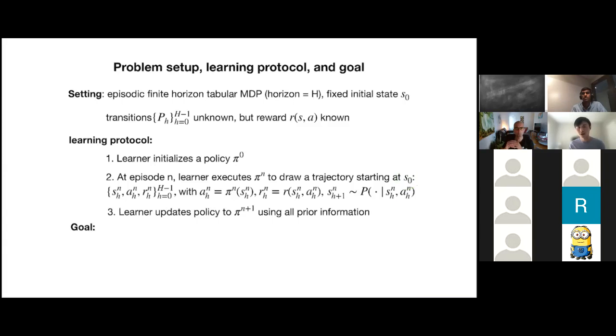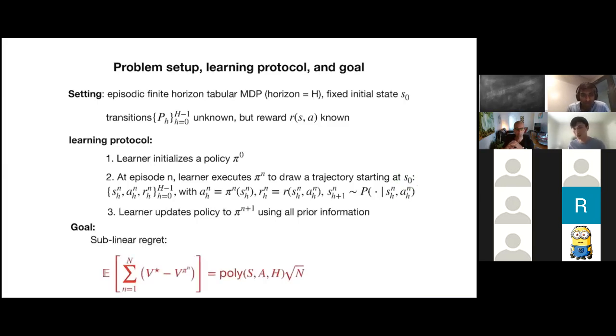And then the learner will update the policy to the new policy pi n plus 1 using all the previous information. And the goal is actually to achieve some sublinear regret, right? The difference between the optimal policy's value and the value from your policy, right? Over these n iterations. Hopefully, this gap grows sublinearly with respect to n, the number of iterations.